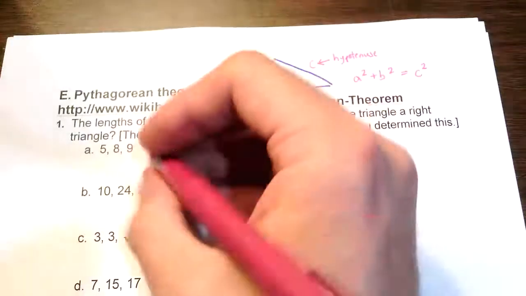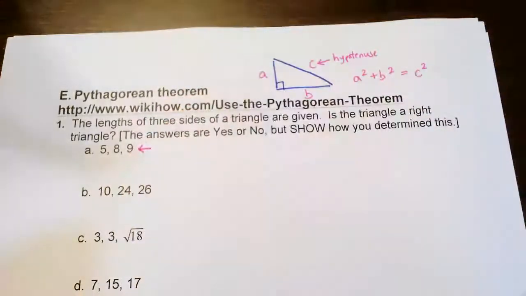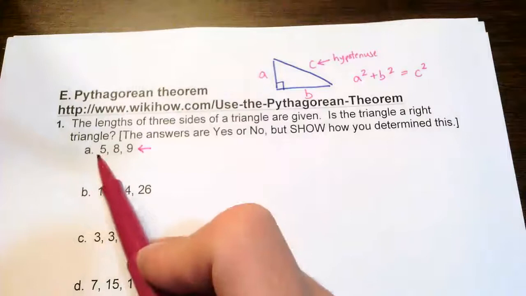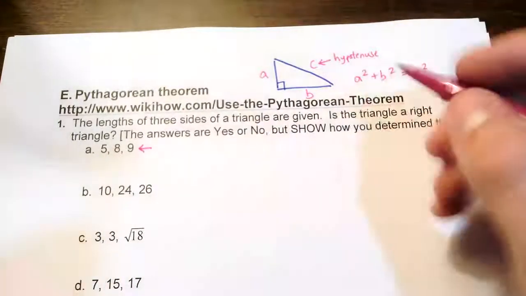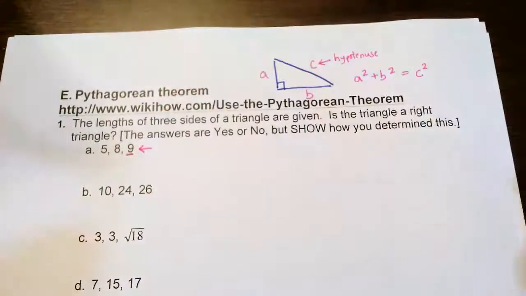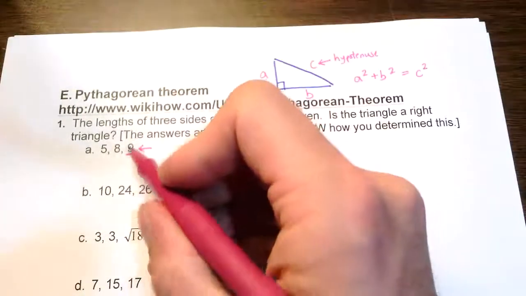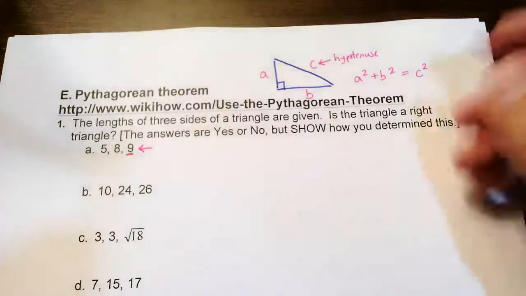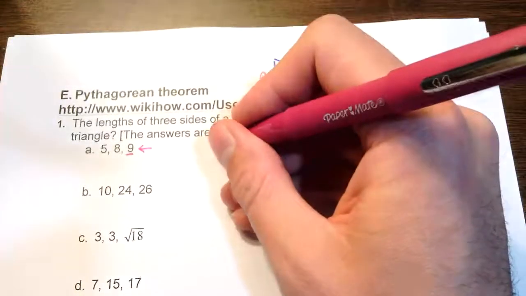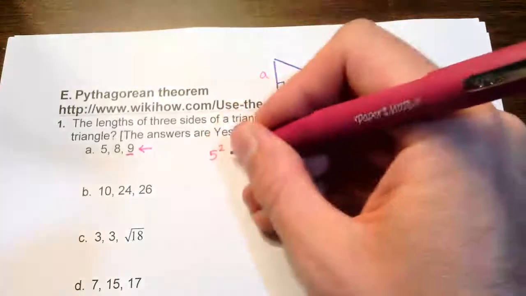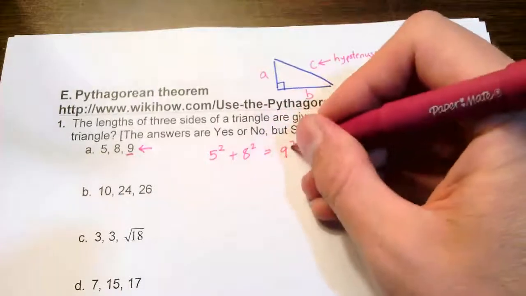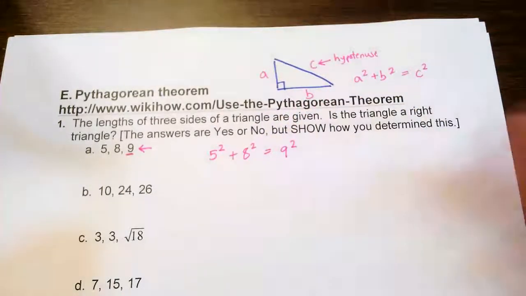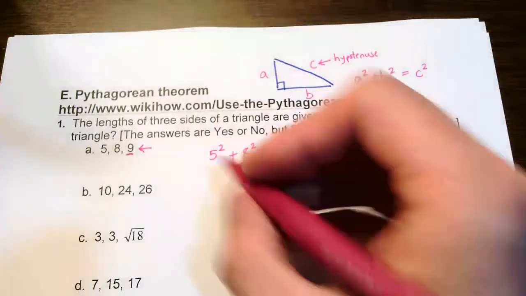All right, so I'm going to go ahead and look at this first one here. We have three side lengths. Again, remember I said that A and B can be interchangeable. The one that's important is C. C has to be the longest one, so in this case, this would have to be the hypotenuse. We're going to check whether 5 squared plus 8 squared is equal to 9 squared. If this is a true relationship, then it's a right triangle. If not, it's not a right triangle, it's something else.